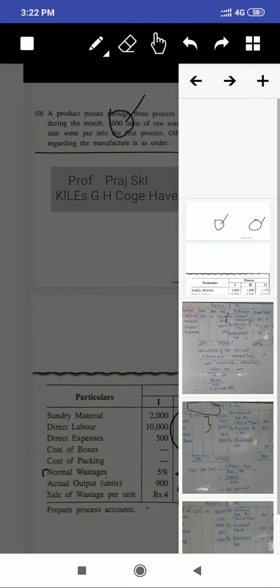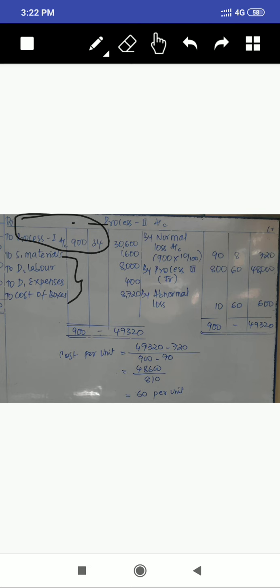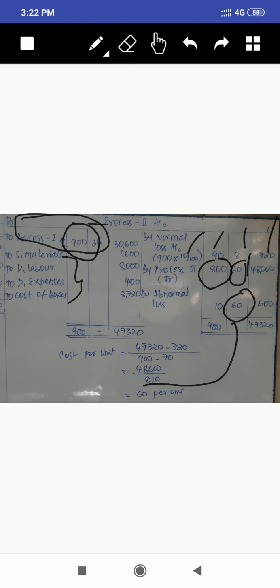See, the same information is in the problem. 10% is the normal loss. Normal loss is always computed on the input column. Input is 900, its 10% is 90. What is the rate for that? 8 rupee, given in the problem. 8 rupee multiplied, you will get 720. How much output is given in the problem? 800. So 800 is the unit. These two, the 60 rupee and this, are to be computed once again by using the equations.